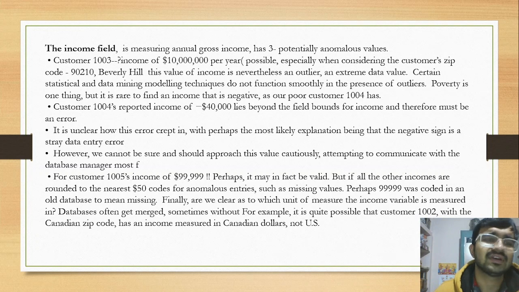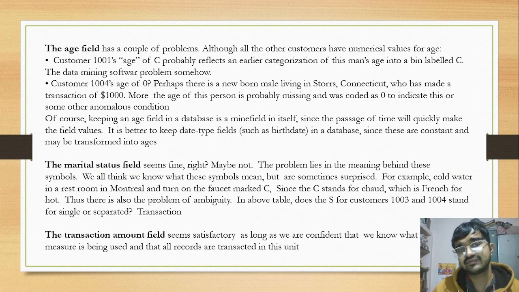Now let's move forward to the next attribute, that is the age field. The age field has a couple of problems. Although all the other customers have numerical values for age, customer 1001's age is C, which probably reflects an earlier categorization of this man's age into a bin labeled C. The data mining software will have a problem somehow. Customer 1004 has an age of 0. Is it possible? Perhaps there is a newborn male living in Storrs, Connecticut who has made a transaction of $1,000 or more.